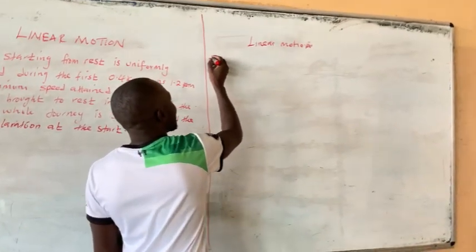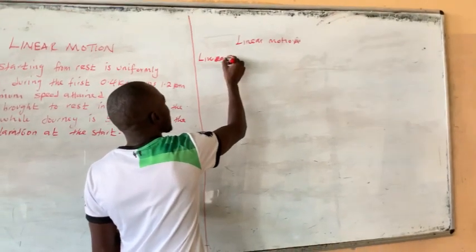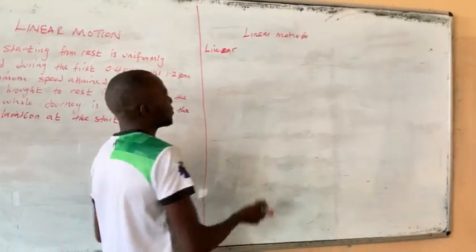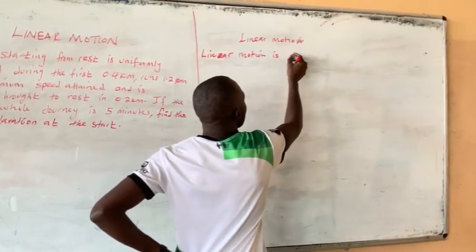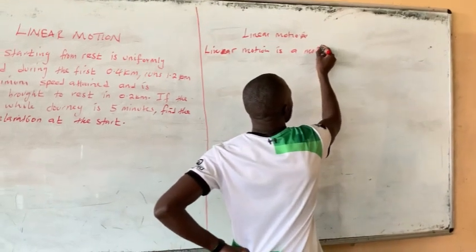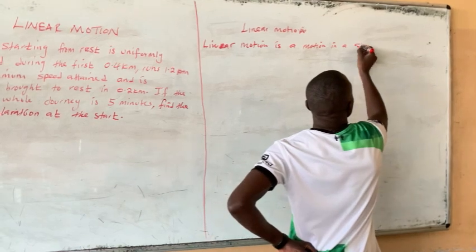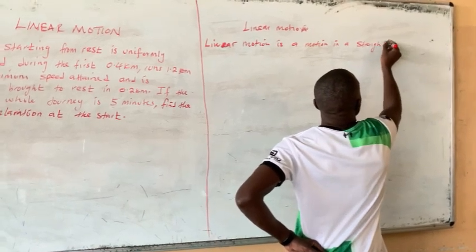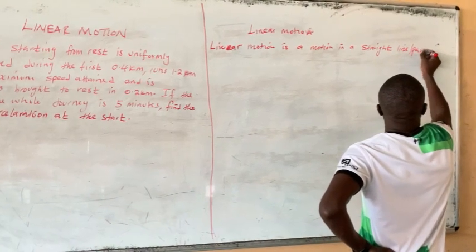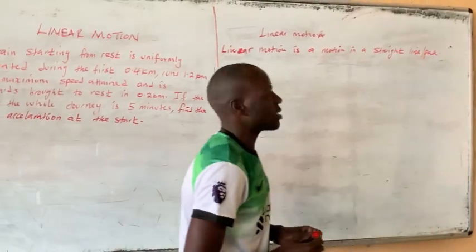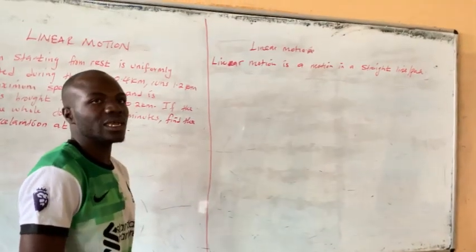In simple terms, linear motion is a motion or movement in a straight line or path. That is basically what linear motion is. So linear motion is just motion in a straight line.